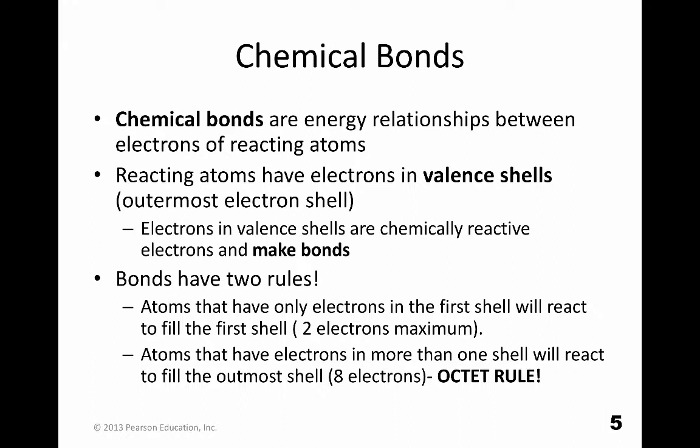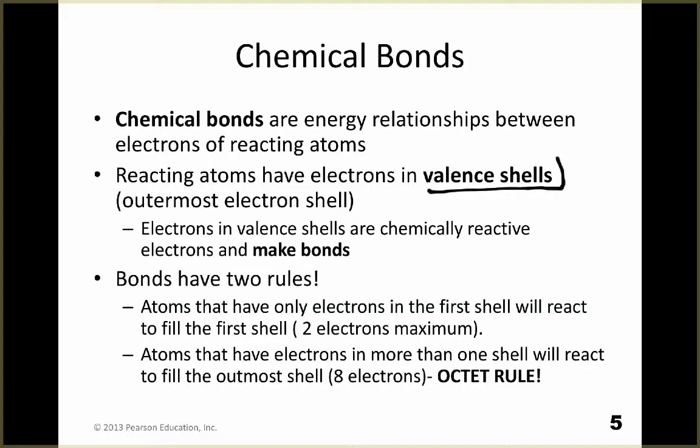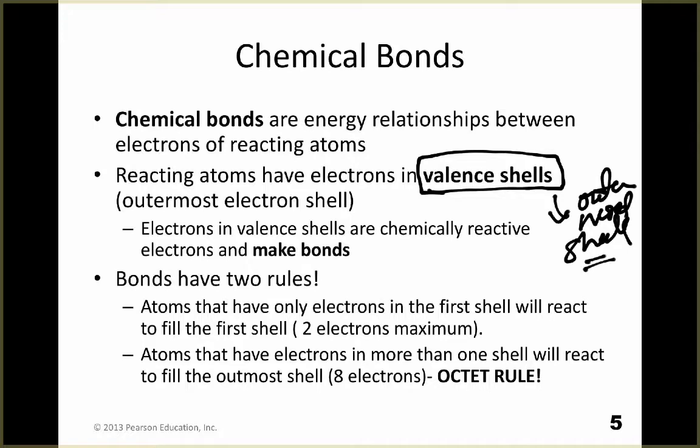Now, what reacts between the 2 atoms? It's their electrons, in what's known as a valence shell. The valence shell is the outermost shell. We're going to talk about this because earlier we were talking about orbitals. Orbitals are those areas where you find electrons. Shells have to do with energy.